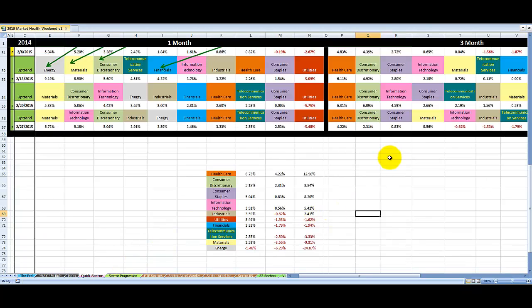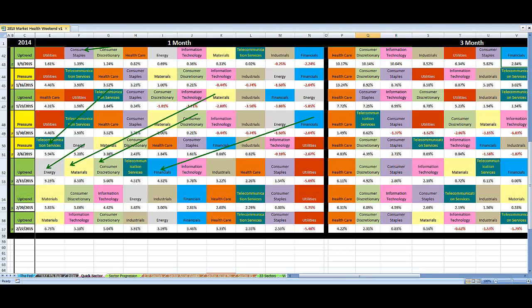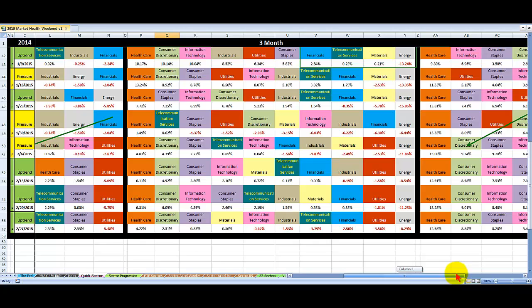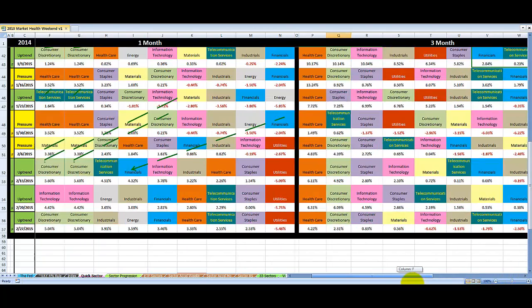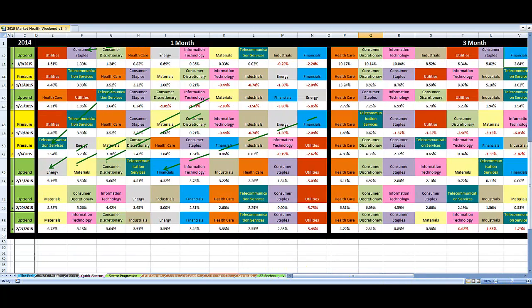Then I take a quick look at the sectors. This is very much a top-down approach. This is just information that I get from my broker that I copy and paste into my spreadsheet. I like to look at the 1-month, 3-month, and 6-month change for the 10 sectors: materials, utilities, energies. You can see, I just track it all: 3-month, 6-month. I like to have a broader view, a bigger view. I like to look at the forest first and then look at some of the trees.